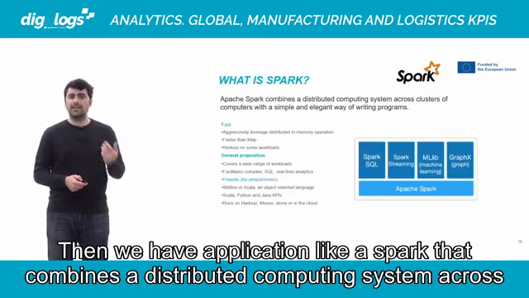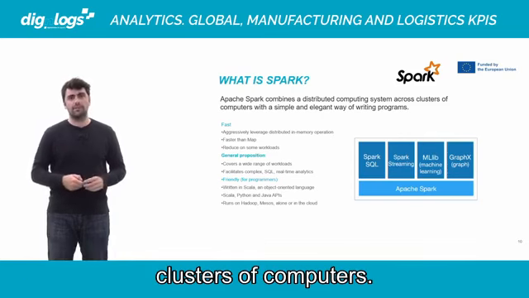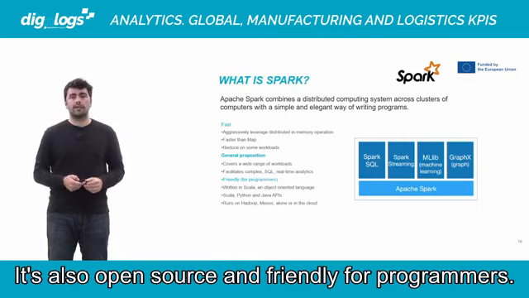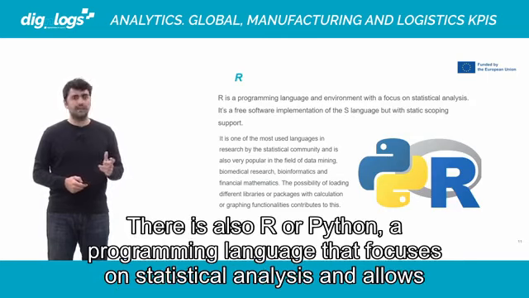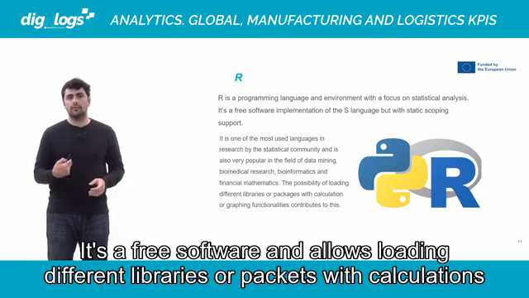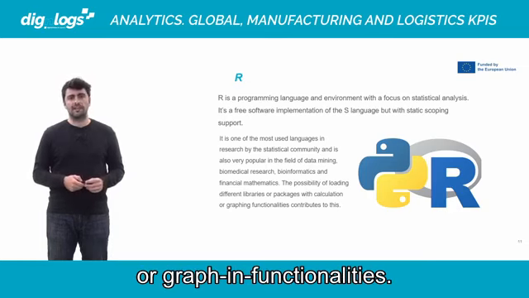Then we have applications like Spark that combines a distributed computing system across clusters of computers. It's going to be deployed on Hadoop, and it's going to allow me to deploy more programs. It's also open source and friendly for programmers. There is also R or Python, a programming language that focuses on statistical analysis and allows me to develop much more advanced object-oriented programming. It's free software and allows loading different libraries or packages with calculations or graphing functionalities.